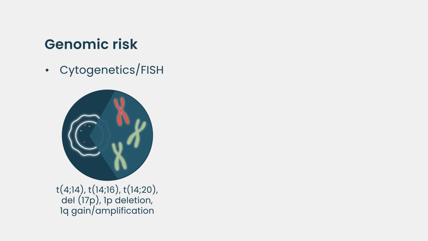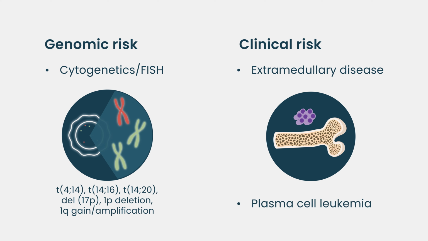So basically, these are the ways we've classified them, of which some people refer to risk with these things. Some refer specifically to genomic risk, like your cytogenetics FISH. Some refer to clinical risk, like extramedullary disease, plasma cell leukemia. And so those are the different ways of looking at risk at baseline.